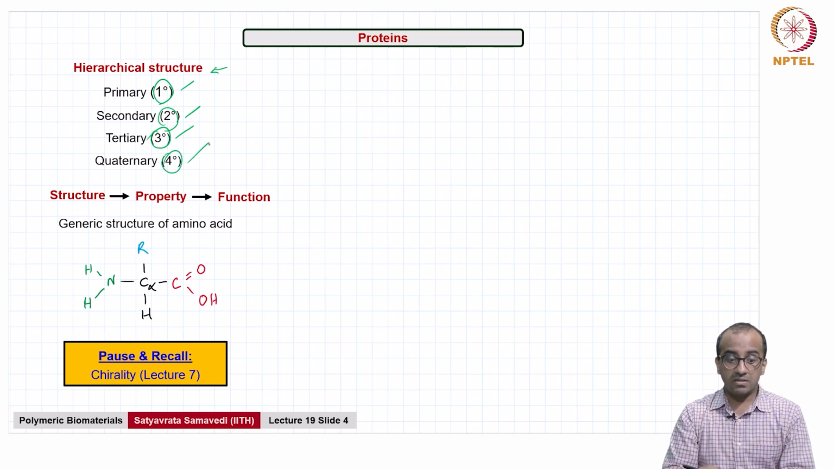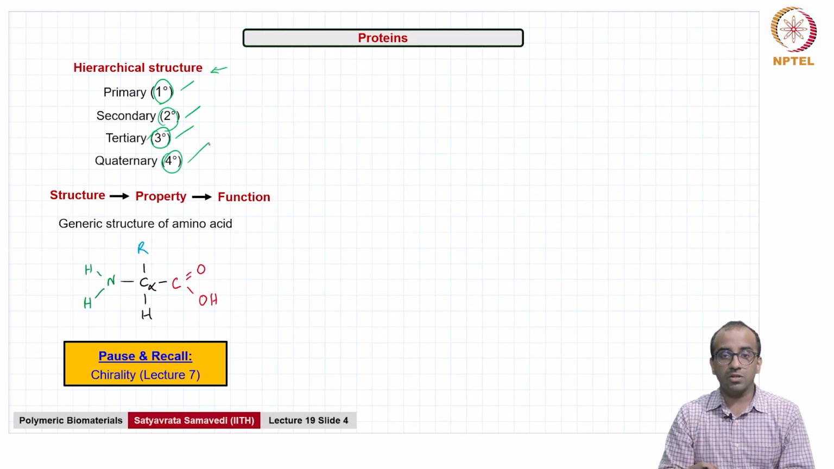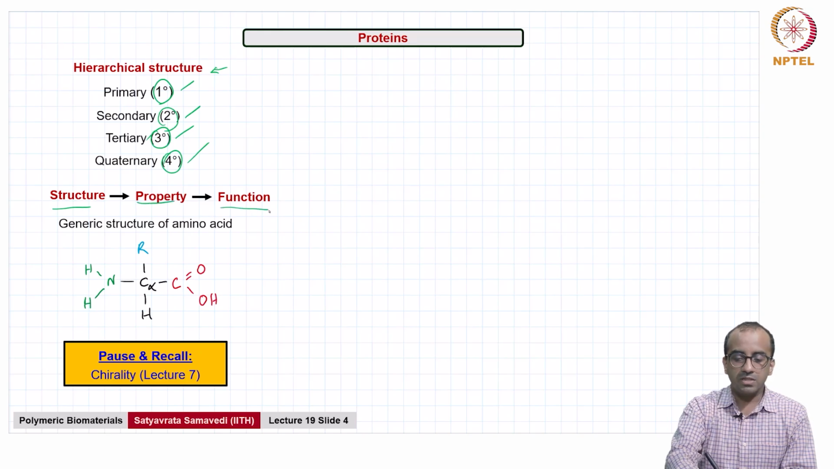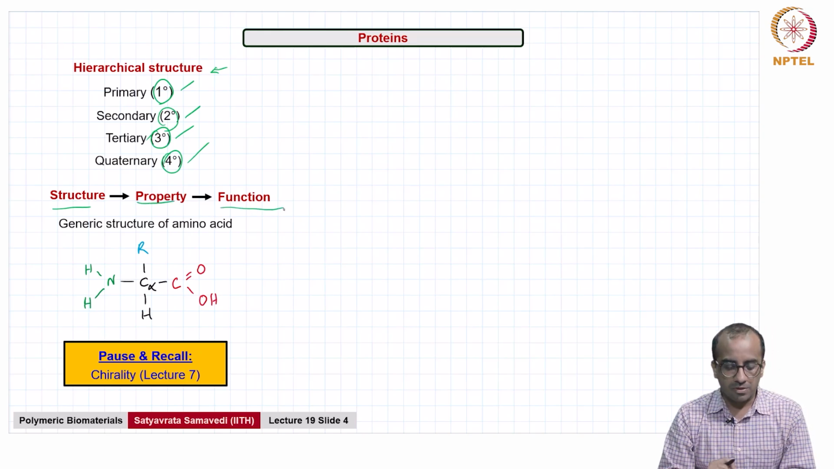So, there are at least 3 if not 4 levels of protein structures that we can talk about in terms of hierarchical organization, and all of them are important for different reasons, as we will see very shortly. So, this is a good example of where structure directly impacts property, which impacts the function of the protein.